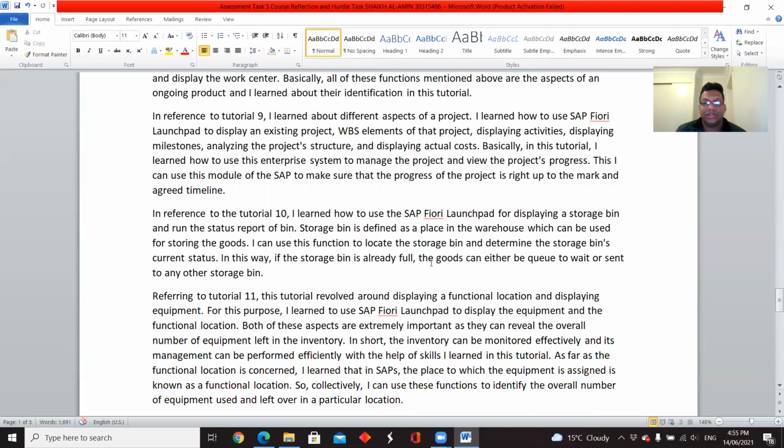In tutorial 10, I learned the SAP Fiori Launchpad for displaying a storage bin and running the shortage report of the bin. A storage bin is defined as a place in the warehouse which can be used for storing the goods. I can use the function to locate the storage bin and determine the storage bin and its current status.